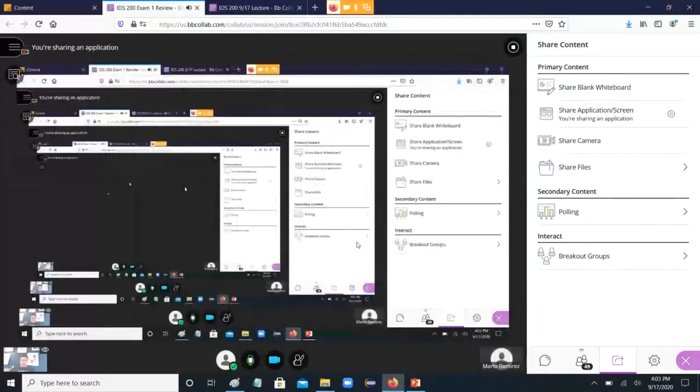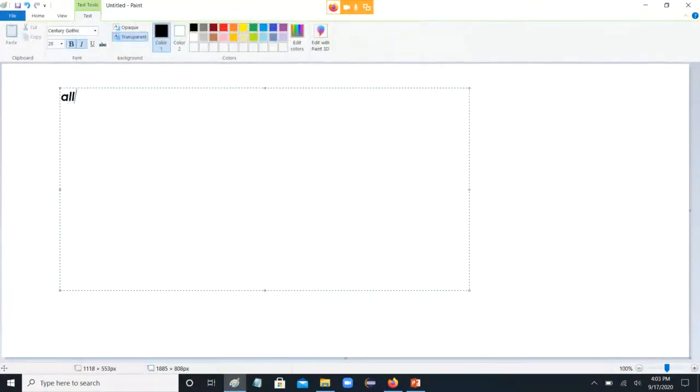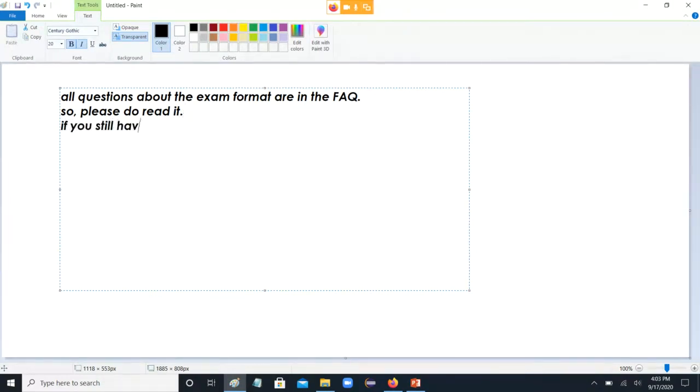Okay, so one thing, all the stuff about the exam format is up there on the FAQ. I'm sharing the screen now. So here, let's go into Paint. All questions about the exam format are in the FAQ. So please do read it. If you still have questions, then ask.